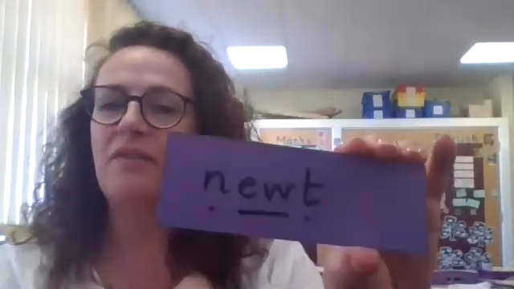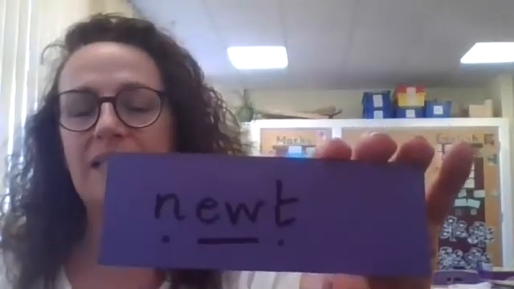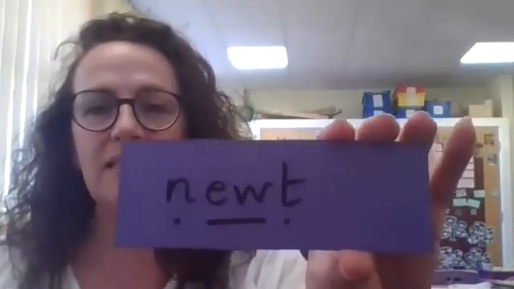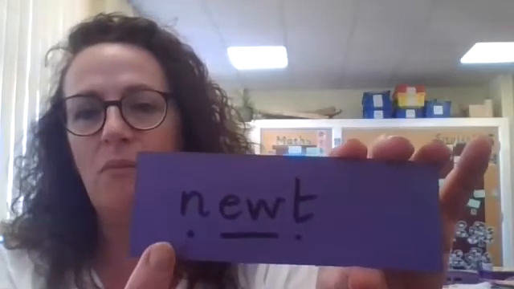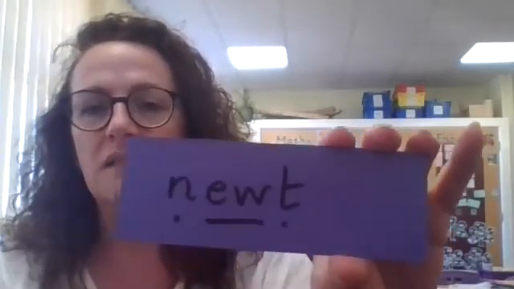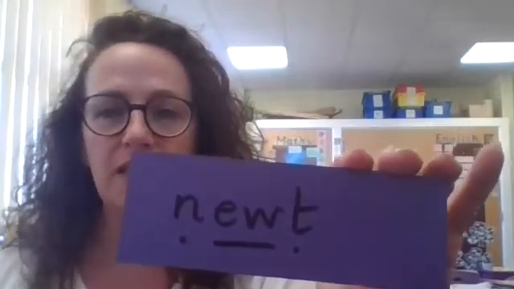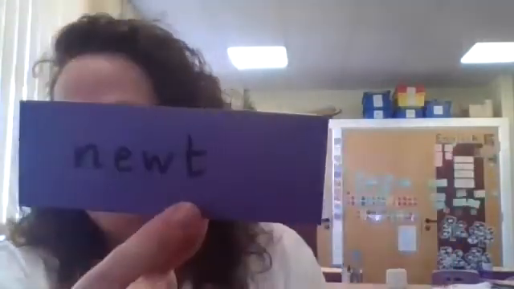Here is another one. We've learned about these when we were doing our classifying animals. This is an amphibian. And what is it? Newt. A newt is a kind of amphibian. Well done. Newt.